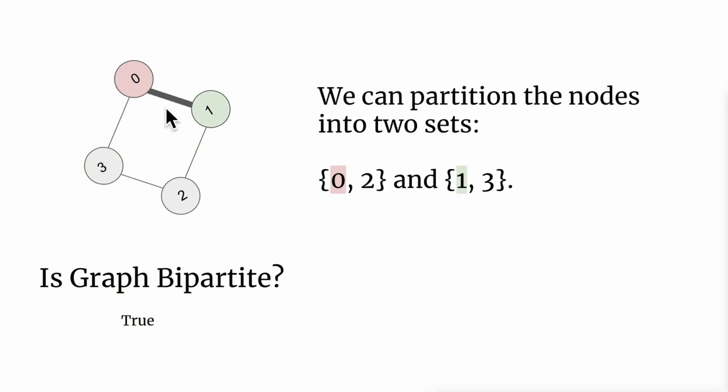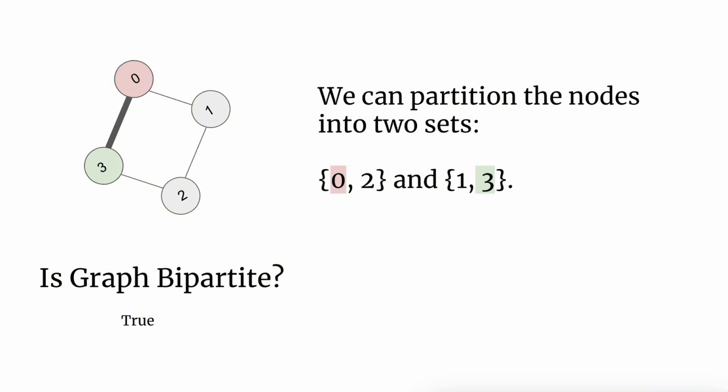Why? Okay, let's consider this edge. Its 2 nodes 0 and 1 are in different sets. For this edge, its 2 nodes 1 and 2 are in different sets. For this edge, its 2 nodes 2 and 3 are in different sets. For this edge, its 2 nodes 0 and 3 are in different sets. This allows us to identify it as a graph bipartite, as we can partition the nodes into 2 different sets.